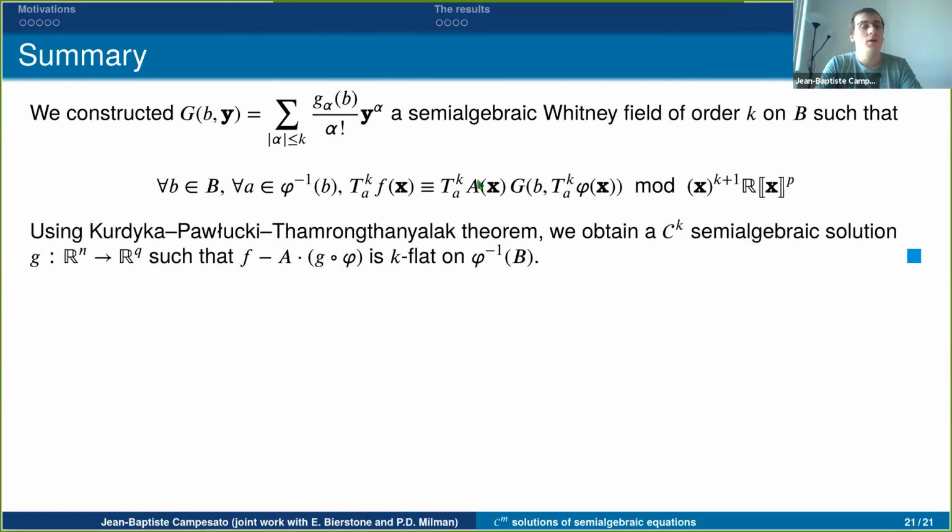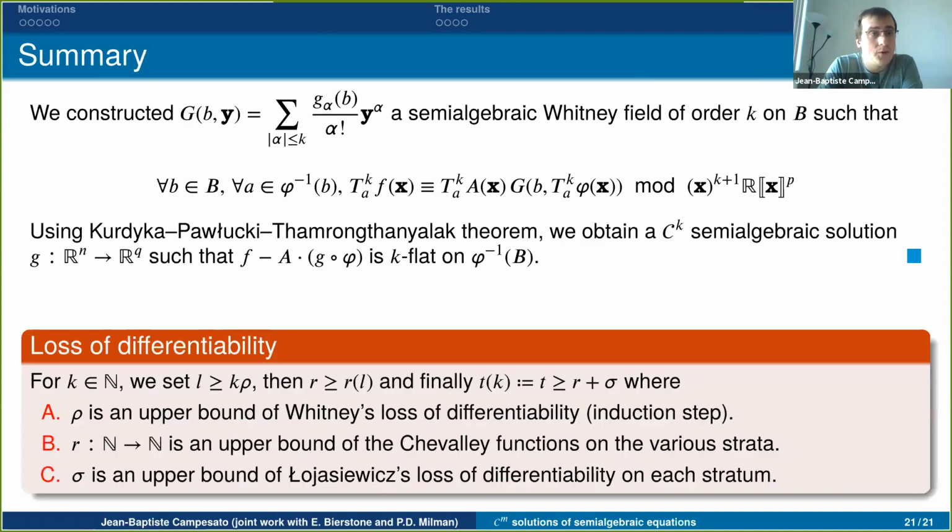So we can conclude using the Kurdyka-Pawłucki-Wilkie theorem. We can associate to this G a function small g, which is going to be C^k and semi-algebraic, and such that its Taylor polynomial will coincide with big G over B. So particularly, it satisfies this equation at the level of Taylor polynomial, or equivalently, the derivatives of this difference are vanishing up to order k. And that's all for the proof.